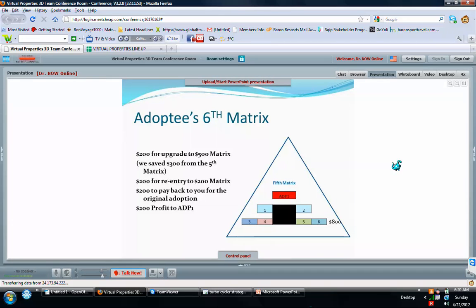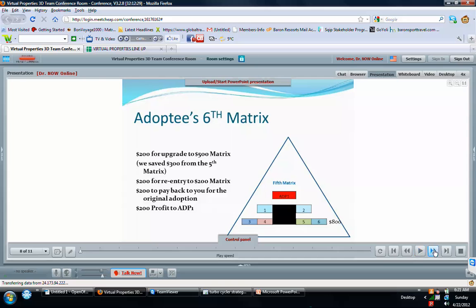Now in the 6th matrix, you have $800 again off the adoptee, $200 for upgrade to the 500 matrix. We saved $300 from the 5th matrix, so that's now finishing the upgrade money. $200 for re-entry into a $200 matrix. And finally now, there was one more thing he had to do, because you adopted him, you've marked him paid. He's now going to pay you back the $200 you have marked him for in the original adoption. So you are now getting full circle, you get your money back. And then $200 left over is the first real profit for your adoptee.